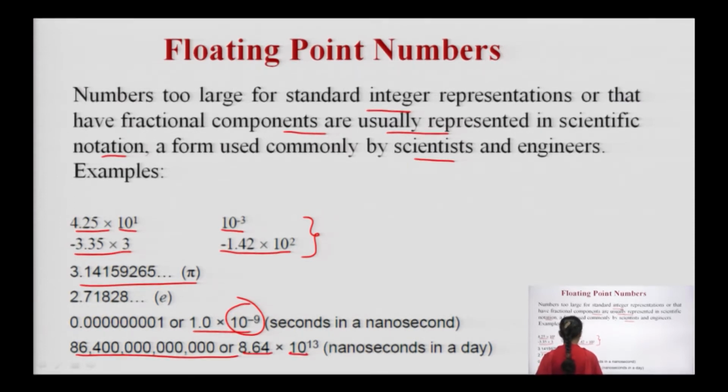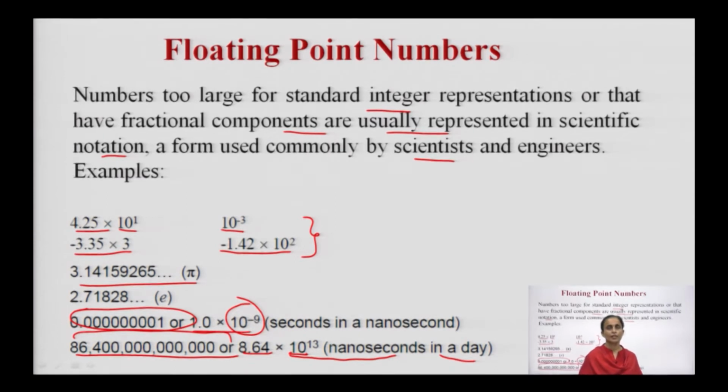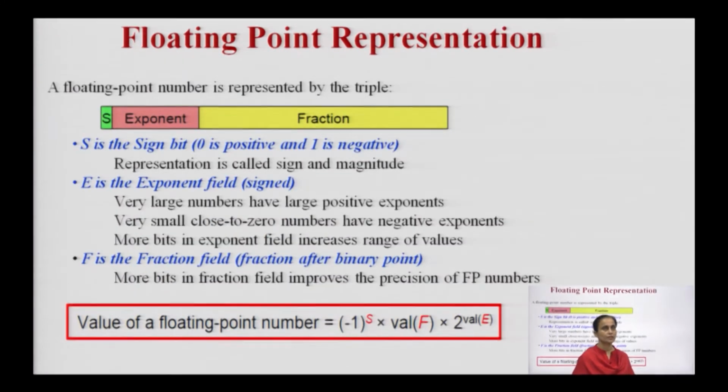And this is 8.64 into 10 to the power 13, because this number is too large and the other number was too small, so they are required to be represented in floating point representation. These are the number of nanoseconds in a day. So when the numbers are too large or too small, there is a requirement to represent the numbers in floating point. It is very clear from these examples.